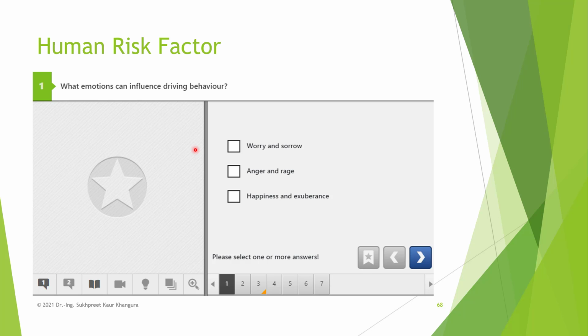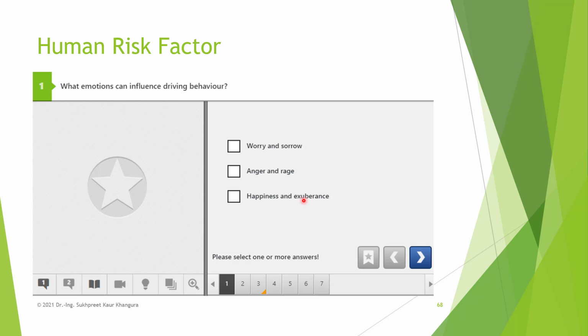Coming to the very first question. What emotions can influence driving behavior? Worry and sorrow, if you are feeling depressed. Anger and rage, you're feeling annoyed. Happiness and exuberance. Exuberance means that you are extremely delightful. So what do you think? What emotions can influence the driving behavior? Actually, all 3 of them. All the options are correct.